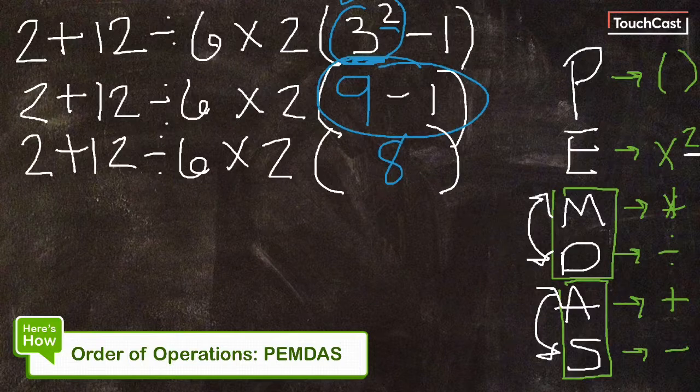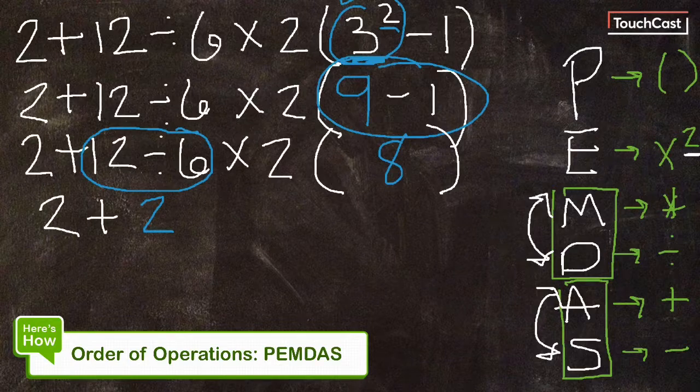So I have no more exponents. Now multiplication and division, and I do this going left to right. So I don't do multiplication first. In this case, I actually do division first because I have a division problem first. 12 divided by 6 is 2. So then I'm going to, again, just rewrite the rest of the problem.